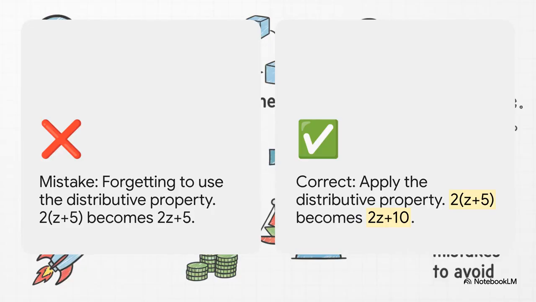First, forgetting to distribute correctly. In our earlier problem, that 2 times the quantity z plus 5 has to become 2z plus 10, not 2z plus 5. The other big one is taking the logarithm way too early. You have to get that exponential part alone first. In an equation like this one, you've got to add the a to the other side and then divide by 5 times before you can take the natural log.